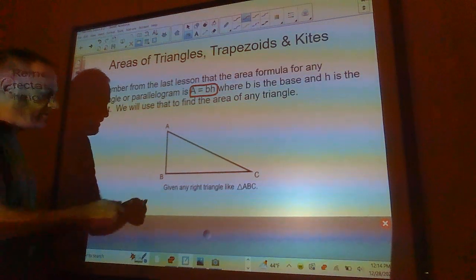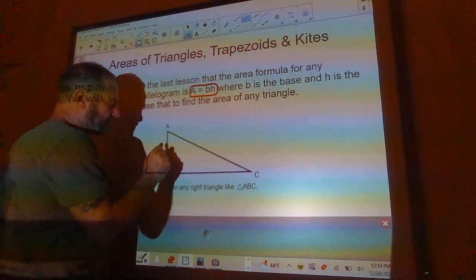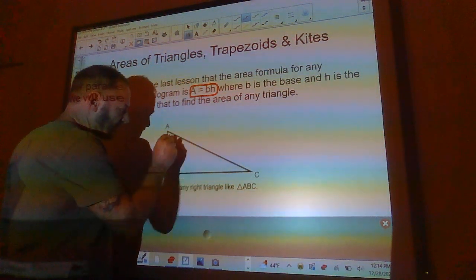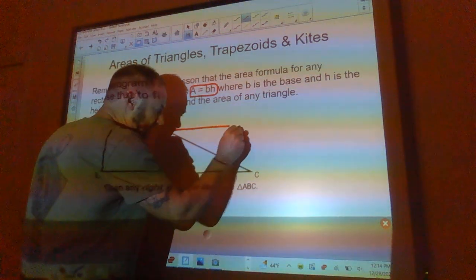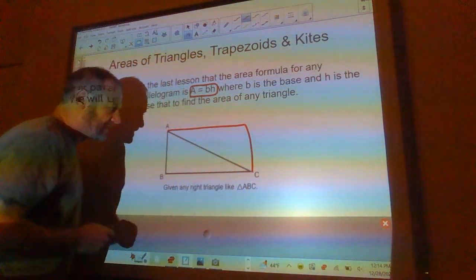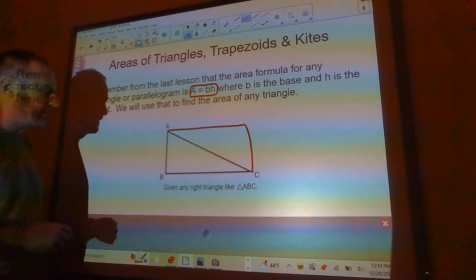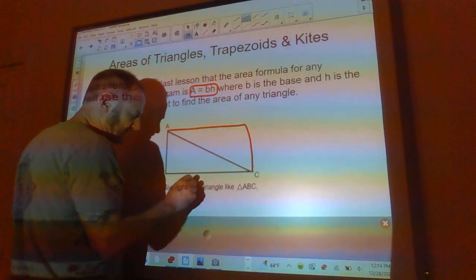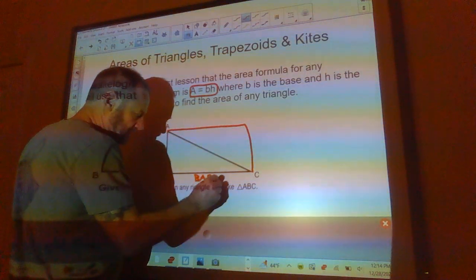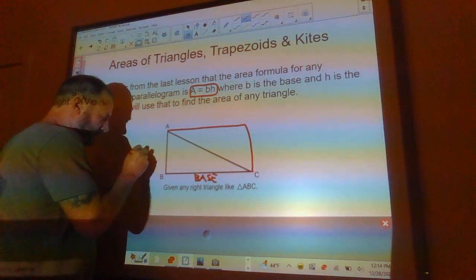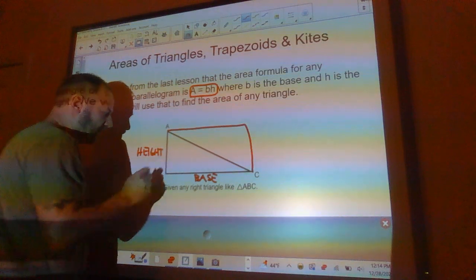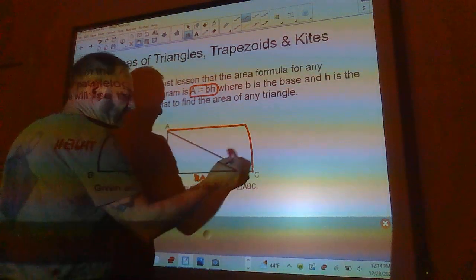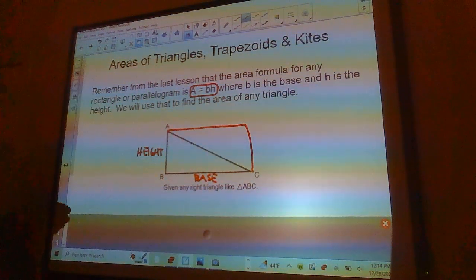Now, here's the deal. Let's start with a right triangle. If I take any right triangle, I could stretch this out like this. I call this rectangulating a triangle. Now, if this is a rectangle, this would be the base right here, right? And this would be the height over here. And then the area of this whole thing, the whole rectangle, would be base times height.